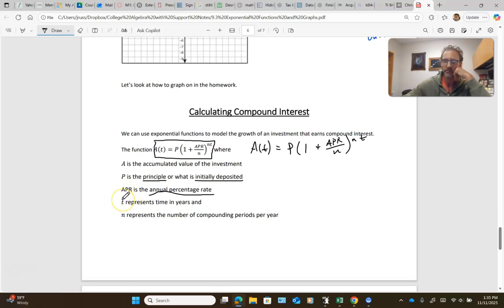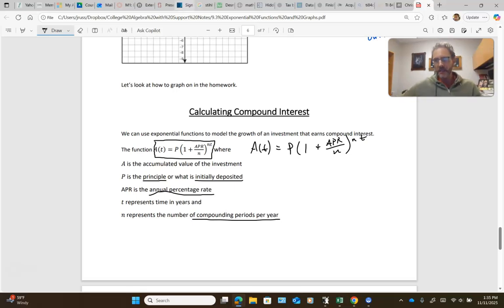t is our independent variable. It represents time in years. It doesn't have to be in years, guys, but for this course, it's in years. And then n represents the number of compounding periods per year. So what does that mean? That means the number of times interest is credited to your account per year.